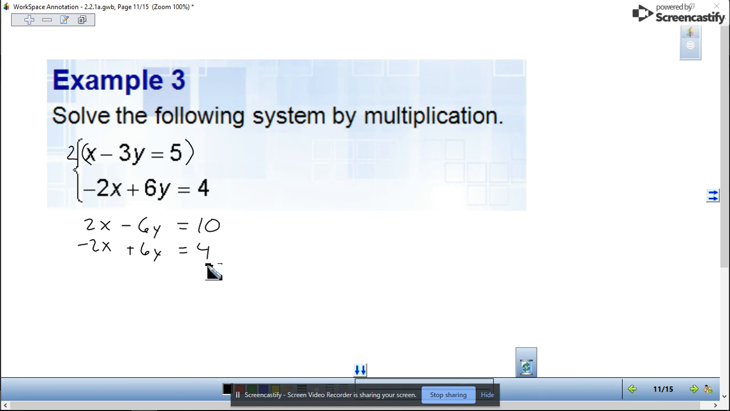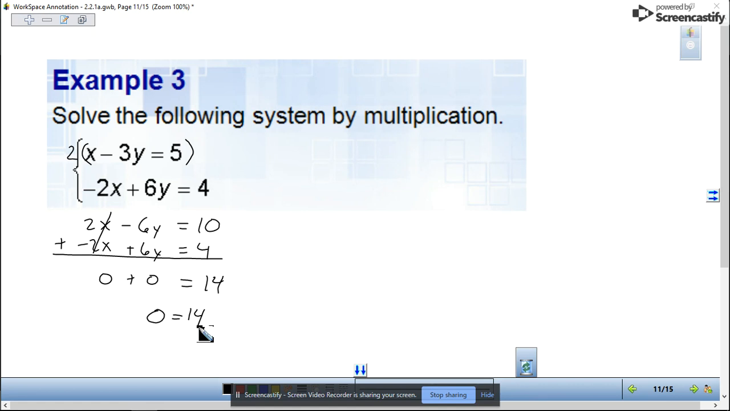All right. Now what you should see here is that this is going to work out to an interesting solution. So 2x minus 2x is gone. So that's 0. Negative 6y plus 6y, also 0. And we've got 10 plus 4, which is 14. So I end up with 0 equals 14. If I end up with 0 equals 14, then what can I possibly do with that? Well, 0 equals 14 is not a solution, right? That's not a true statement.